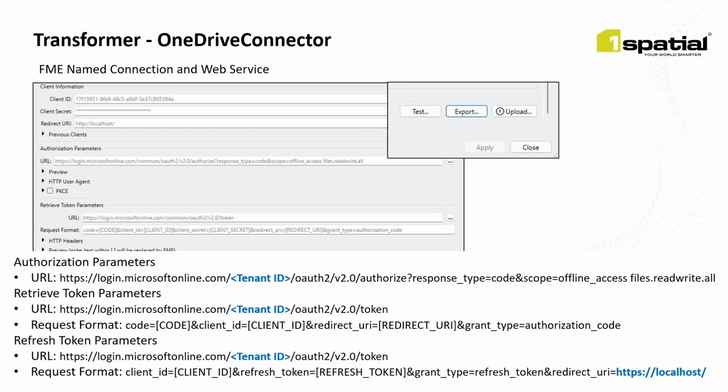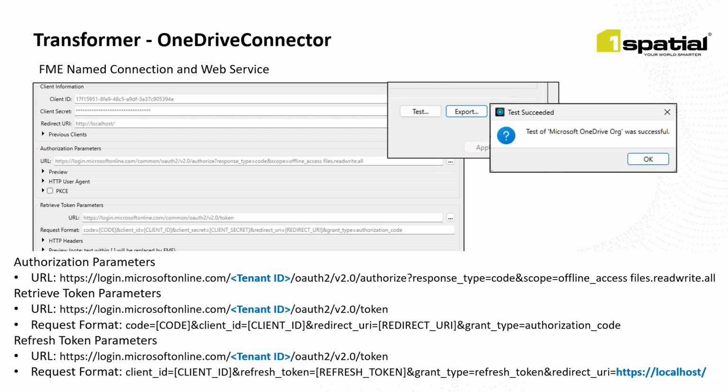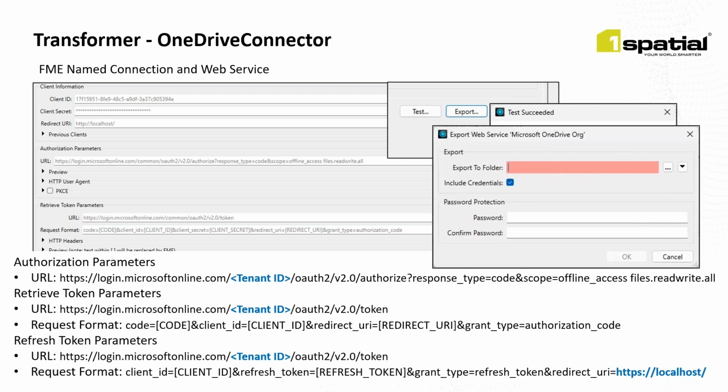So when every parameter is set and the apply button is clicked, there is a test button. At the test, you need to authenticate yourself, and if everything is okay, then you get a test succeed dialog. So now you can export the connection, the web service, and you can distribute it to your colleagues or employees, so they can use this web service and authenticate themselves.